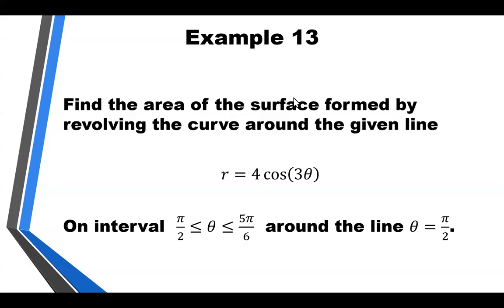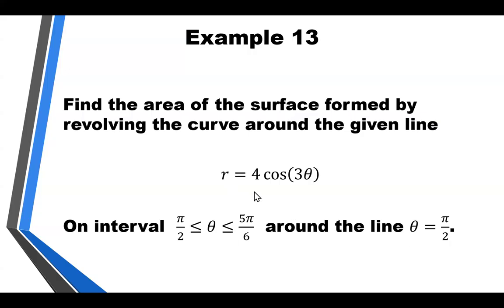Let's do one more surface area problem. Find the area of this surface, the surface formed by revolving the curve around the given line. We're going to take our rose curve with 3 petals. We're going to take one of those petals, the petal that goes from pi over 2 to 5 pi over 6, and we're going to revolve it around the line theta equals pi over 2. Again, think that's the y-axis.